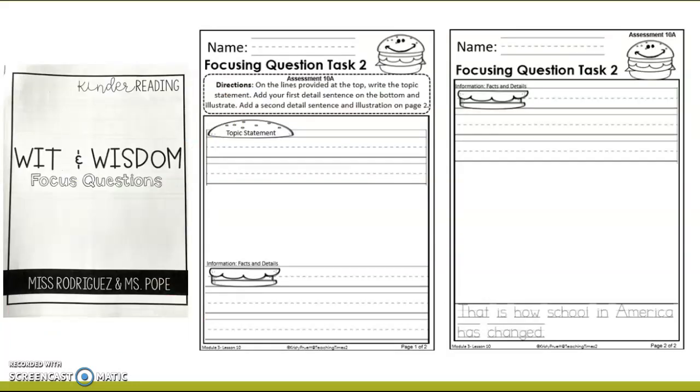Now, these are the worksheets we're going to be working on today. The packet you're going to be looking for is the Focusing Questions packet. El paquete que dice Focusing Question. Esas son las páginas para hoy.